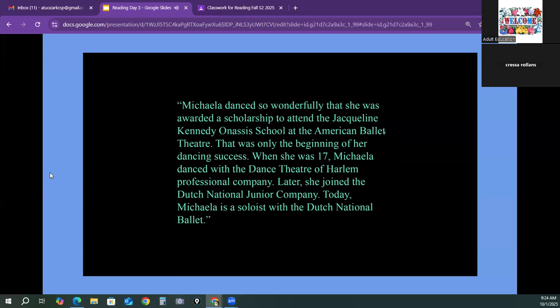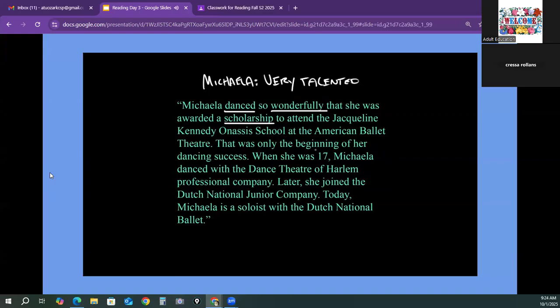So very quickly, without getting bogged down in this passage, what are some conclusions, what are some inferences that we can draw about Michaela? Who is Michaela? What do we know about her? We know that she's a dancer. We know that she's very good at it, right? She danced so wonderfully that she got a scholarship. So I'm going to say Michaela is very talented.